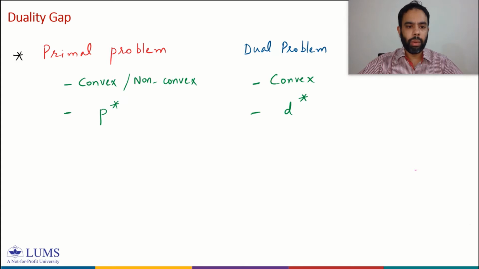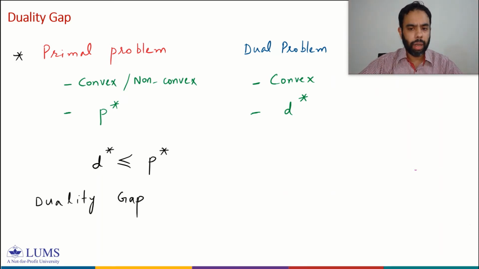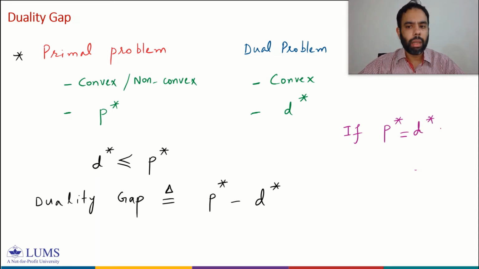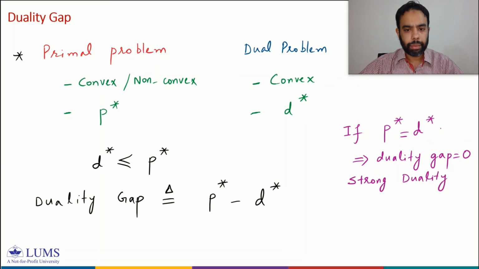What we know from our earlier analysis is that D star is less than or equal to P star. In fact, we define a duality gap to quantify the closeness between D star and P star. That duality gap is equal to P star minus D star. So if P star is equal to D star, we say that the duality gap is equal to 0, and we refer to this case as strong duality. And when P star is greater than D star, this case is referred to as weak duality.